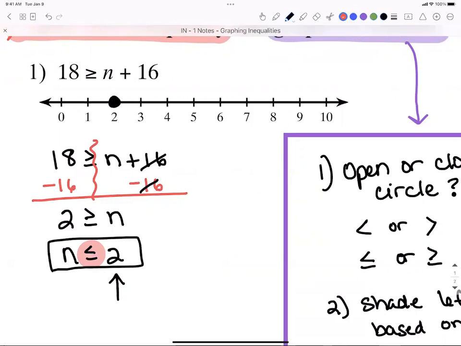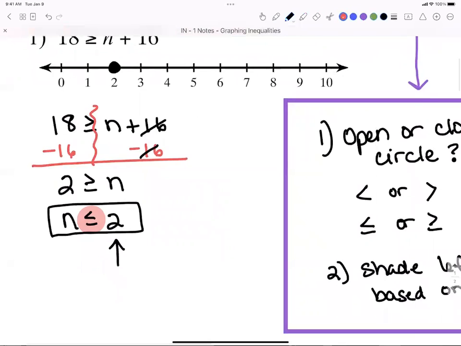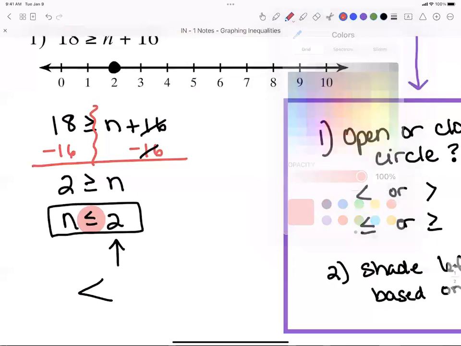And what's really nice about when your solution is written in the right order, your line or your shading is going to go the same direction as your inequality sign. So if you'll notice, my inequality sign is pointing this way. That tells me I need to shade. I'll try to do it in a different color so it shows up better. That means I need to shade this way with an arrow, because everything including 2, everything less than 2 and including 2 is a solution to this inequality.